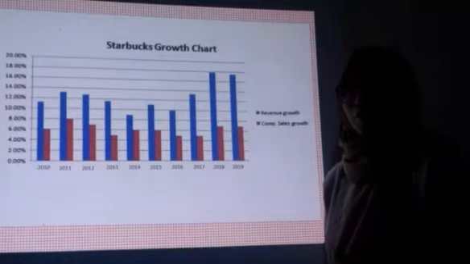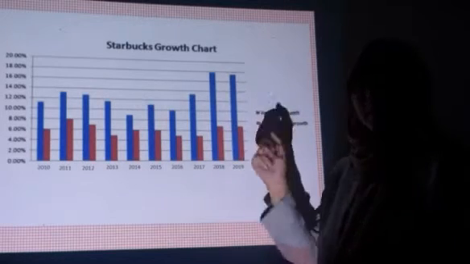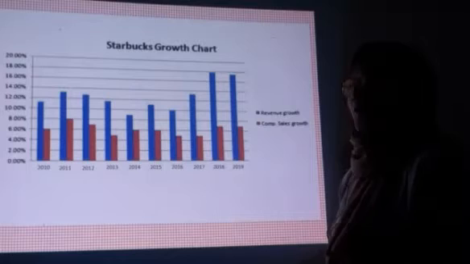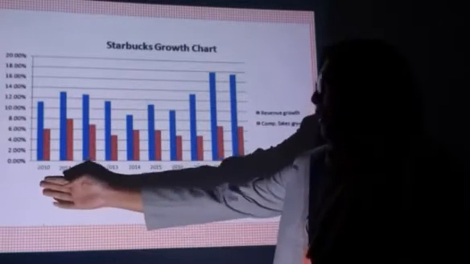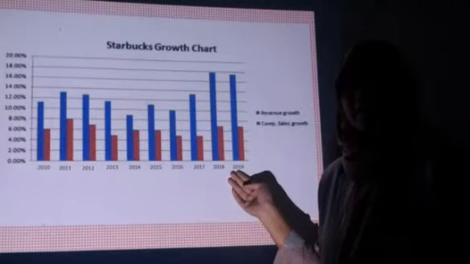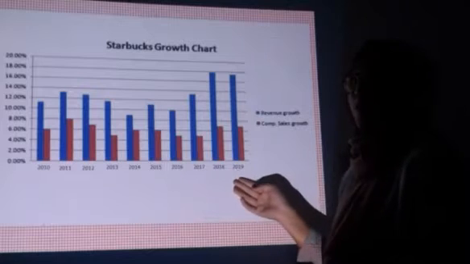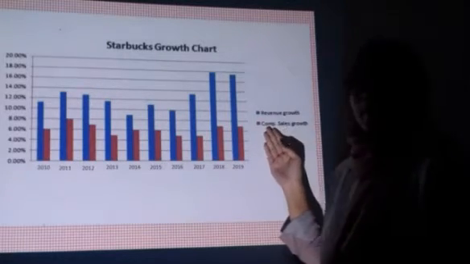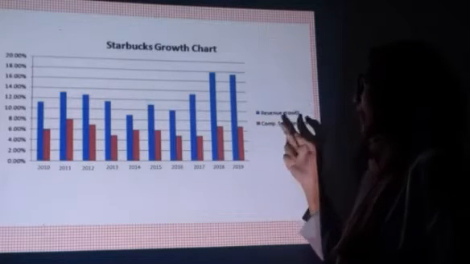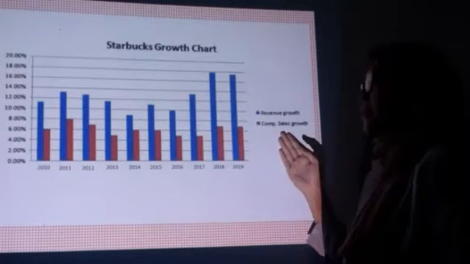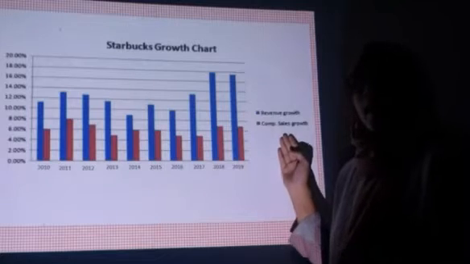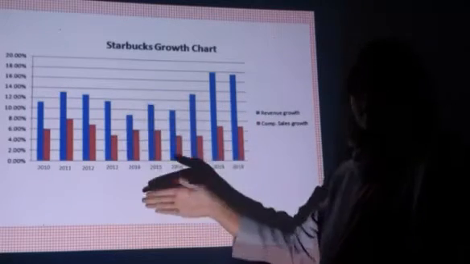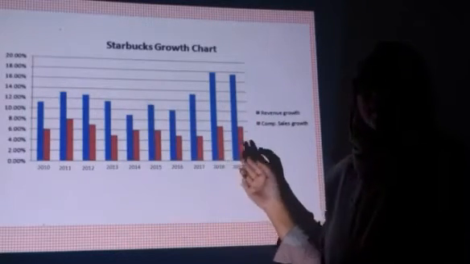Firstly, I will show you the Starbucks growth chart. As you can see here, this is the growth chart from 2010 until 2019. There are two colors to describe the chart, the blue one and the red one. The blue one is for the revenue growth and the red one is for the company sales growth. Every year there are ups and downs between revenue and sales growth.